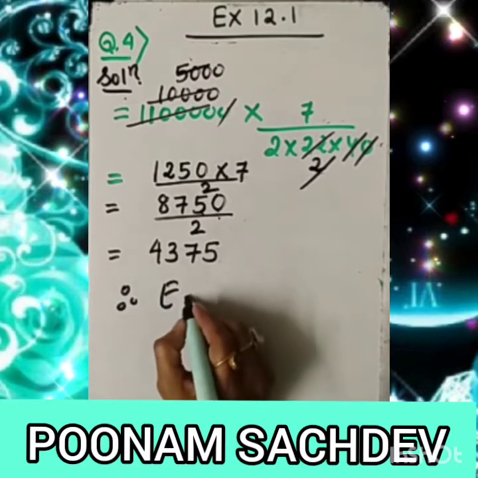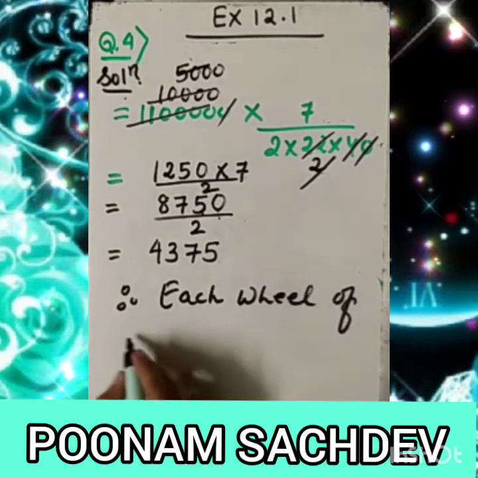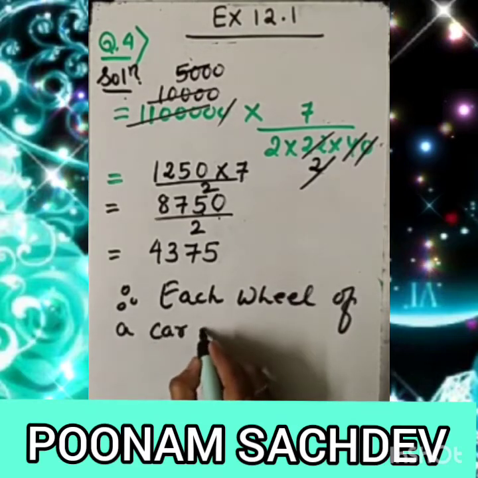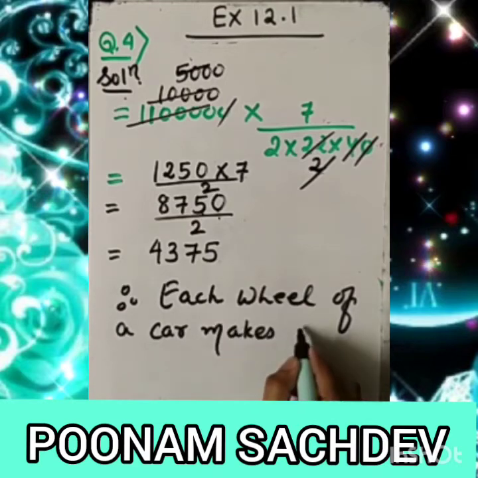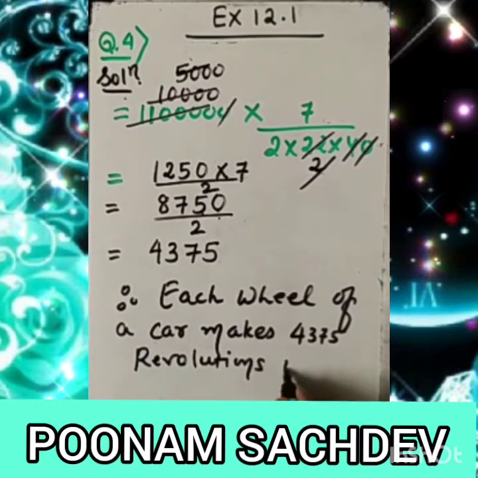Therefore, each wheel of a car makes 4375 revolutions in 10 minutes. Each wheel of a car makes 4,375 revolutions in 10 minutes. This is the complete solution of this question.